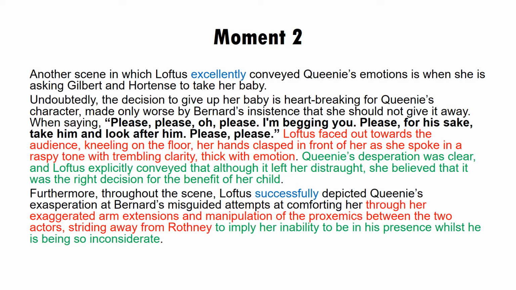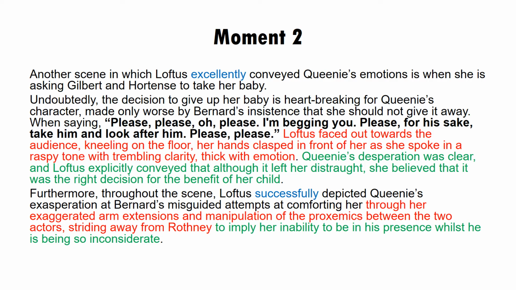Furthermore, throughout the scene, Loftus successfully depicted Queenie's exasperation at Bernard's misguided attempts at comforting her, through her exaggerated arm extensions and manipulation of the proxemics between the two actors, striding away from Rothney, to imply her inability to be in his presence whilst he is being so inconsiderate.